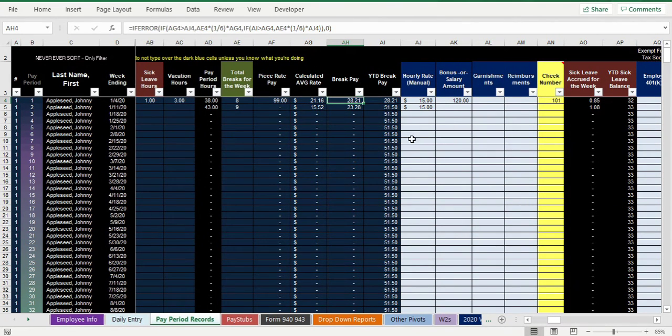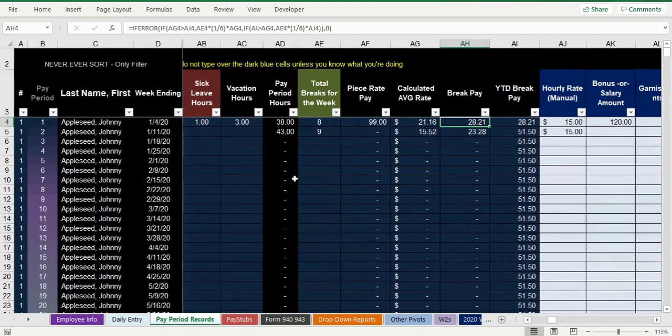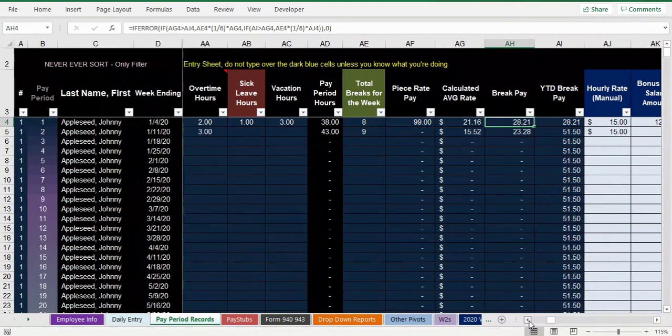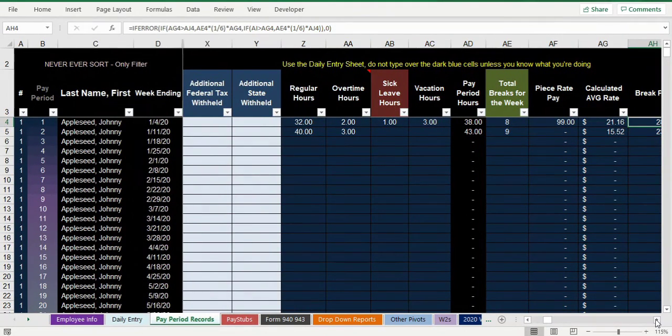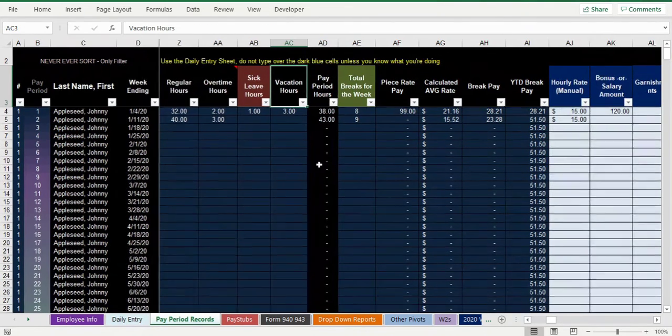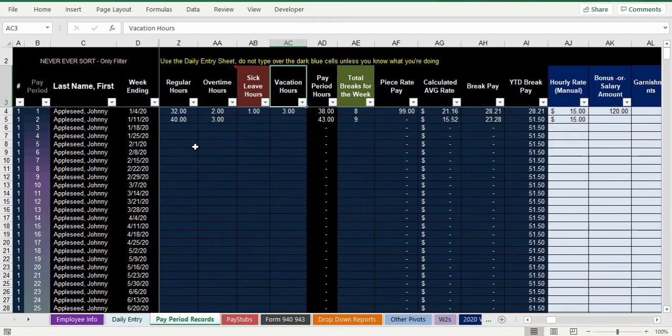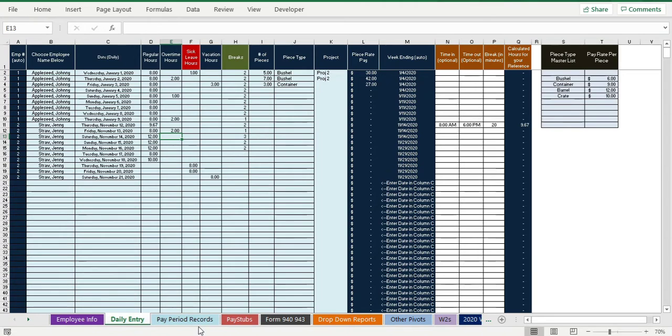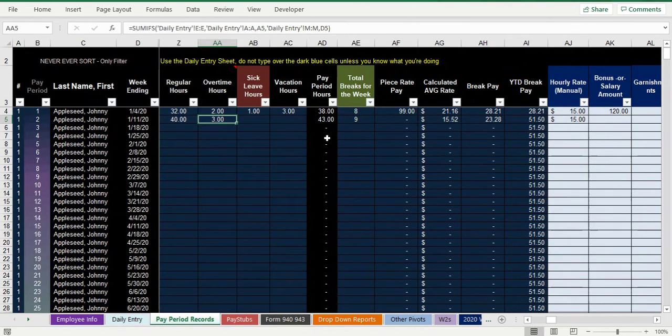Now, all right, so what else do we need to talk about in this pay period record sheet? I've got all kinds of different things that you may or may not use. You're going to use all this stuff: regular hours, overtime hours, your sick leave, your vacation I got in there. You don't touch any of these unless you're going to type over them for a very specific reason, like distributing hours into overtime or something that you didn't do right on the daily entry sheet. But in general, you're not going to mess with any of these dark cells. You're going to mess with the light colored cells.